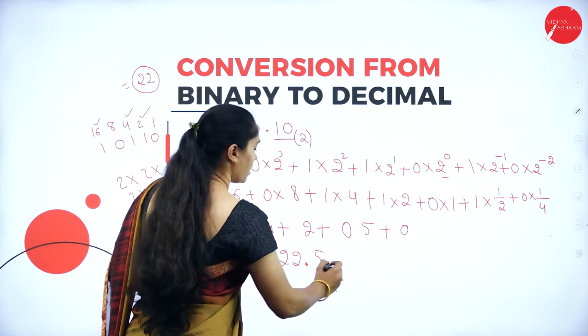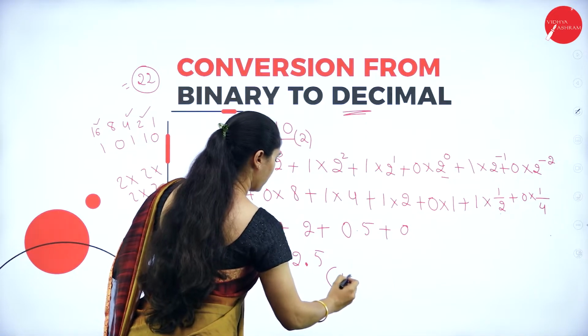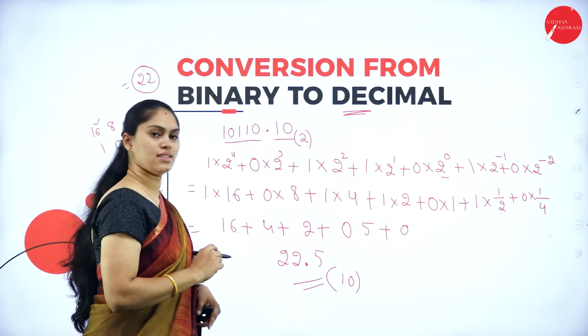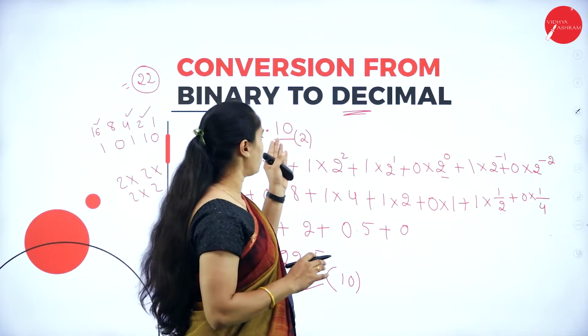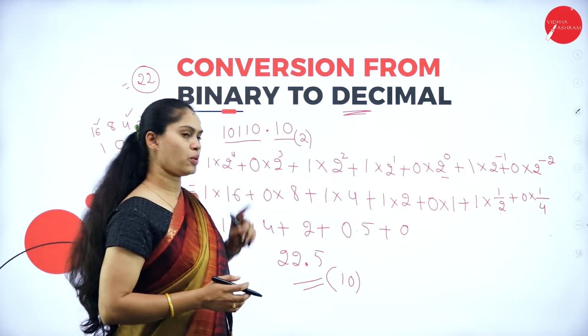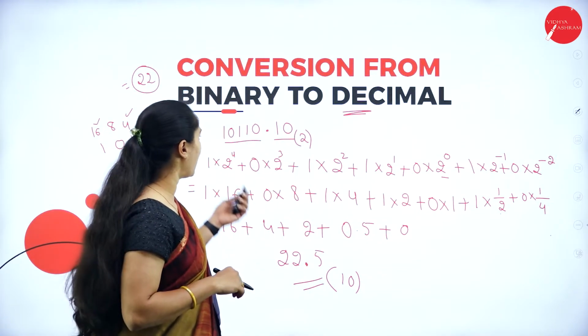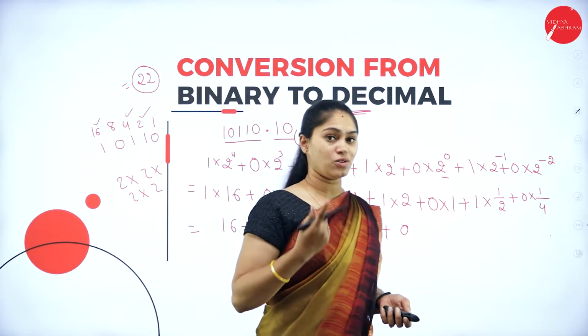And what is the base or radix for this? We are converting it to decimal, so it will be 10. Okay, this is how we are supposed to do. So wherever we have this binary point, to the right side of that binary point, you have to give a negative weightage. I hope you all understood regarding this conversion from binary to decimal.